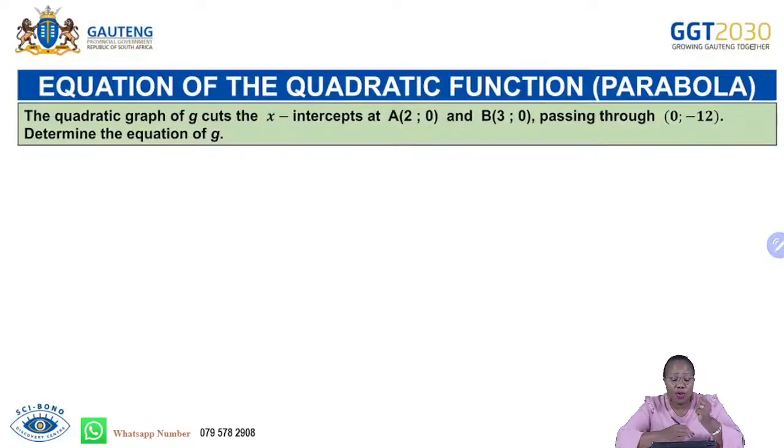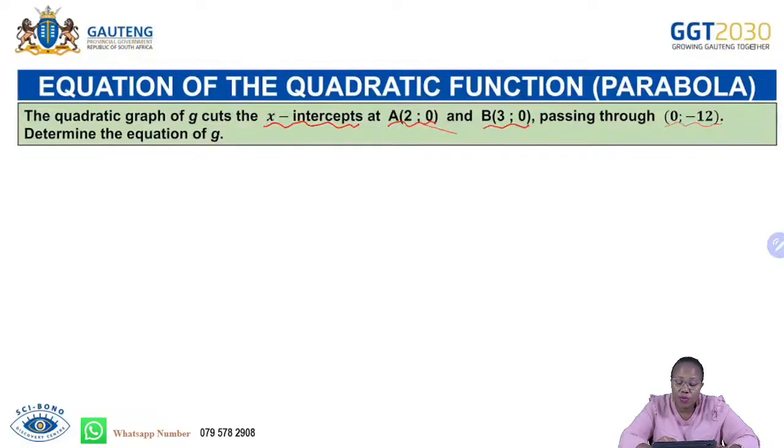And then the equation of a quadratic function is still there, but now we are given a different way of asking that equation. They say determine the equation of this graph if the quadratic graph of g cuts the x-axis. Now, in this case, previously we were given the turning point. In this case, we are given the x-intercepts, cutting at 2 and 0, and 3 and 0. And then it is passing through 0 and minus 12.